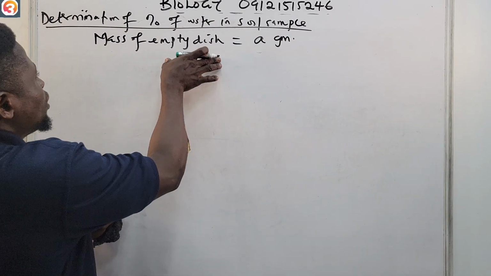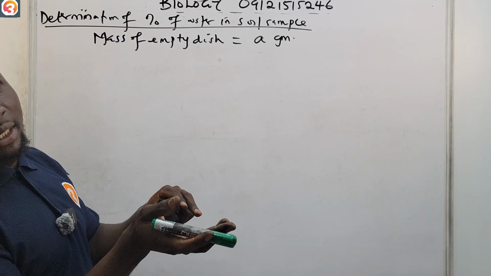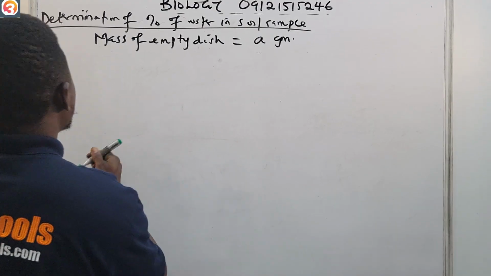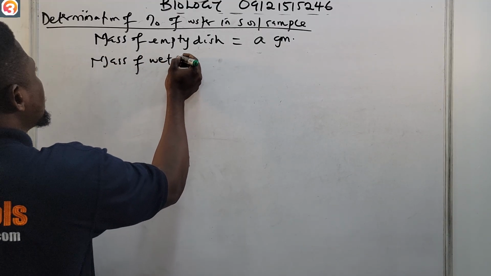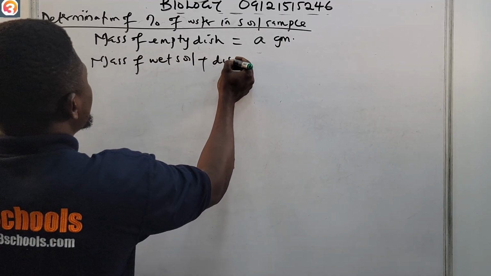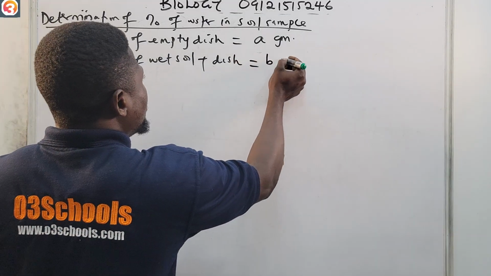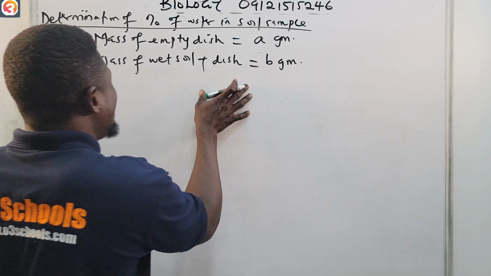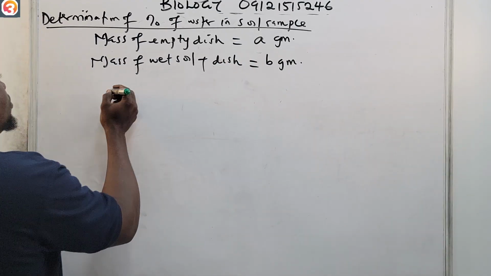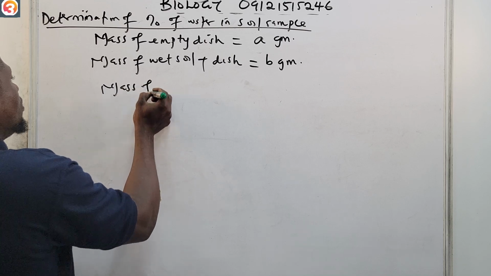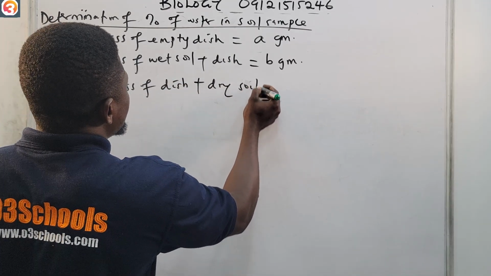Then we now have the mass of the empty dish plus the wet soil, isn't it? We are now going to have the mass of wet soil plus dish. Let us say this mass is B gram. Now, after having the mass of wet soil plus the dish, I'm going to have the mass of dish plus dry soil now.